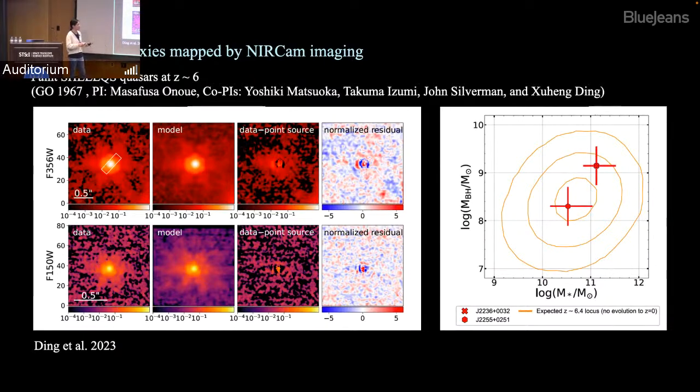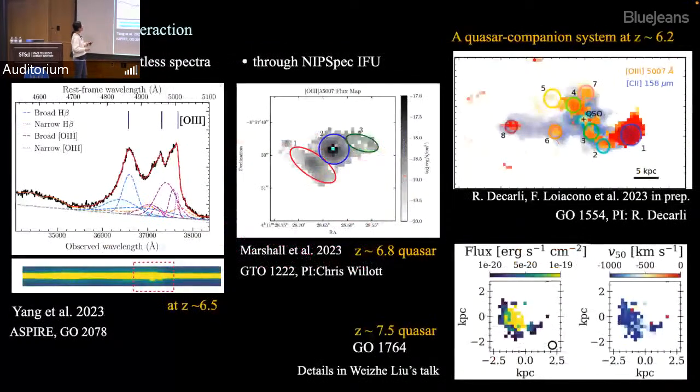So this result now tells us that these high redshift quasars could be consistent with the low redshift black hole host relation. Again, we also need a larger sample for statistics. And then we can also look at the black hole host interaction directly using imaging or spectroscopy observations.